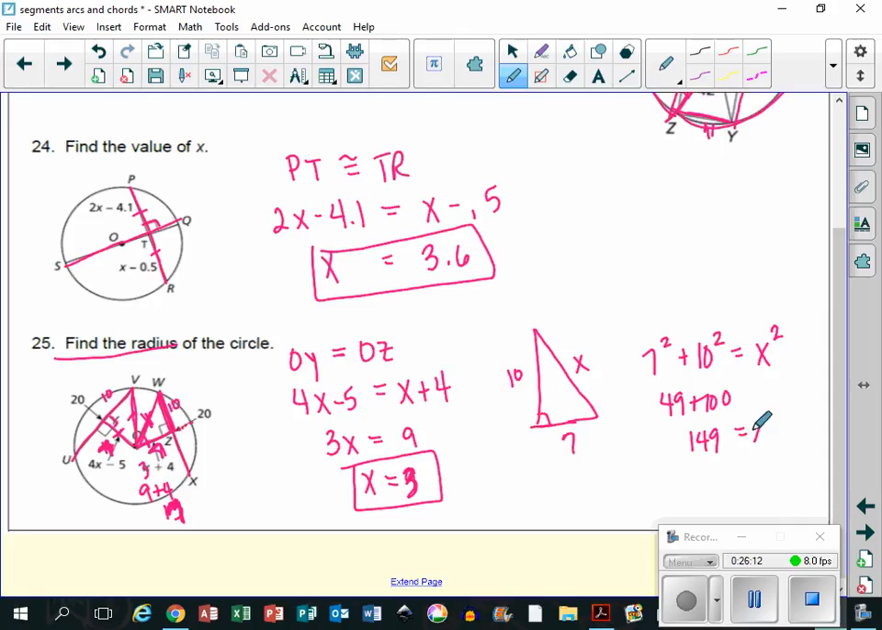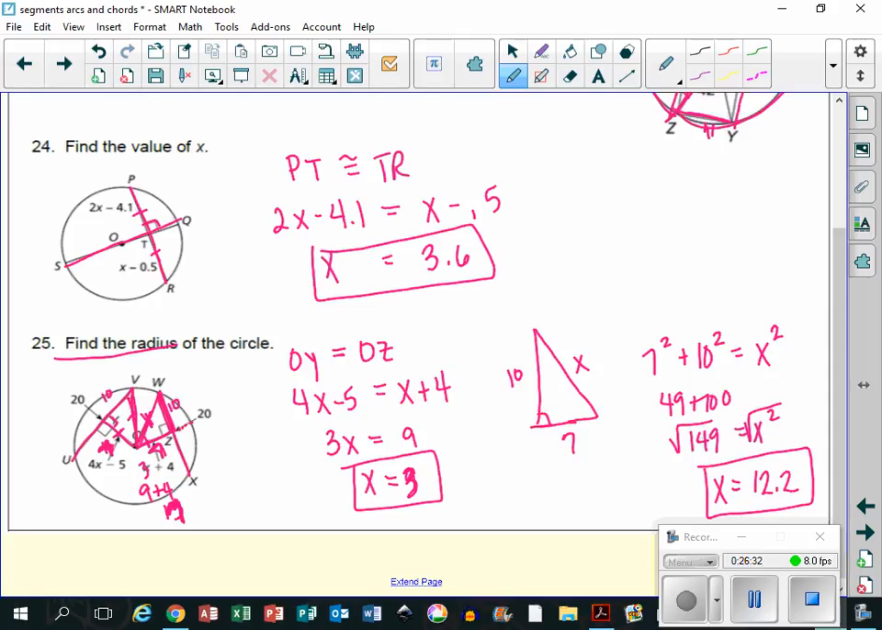I hope you brought your eraser today. Take the square root of both sides, and we'll go ahead and just leave it as a decimal for now. And I believe that's 12.2. So x is 12.2, and it says find the radius. So we went ahead and found the radius to be 12.2.